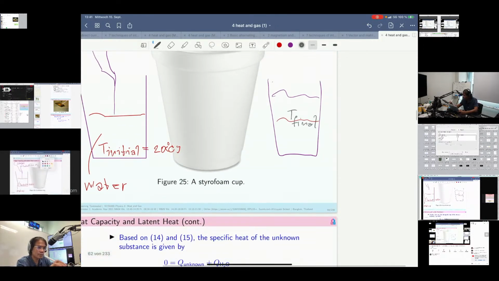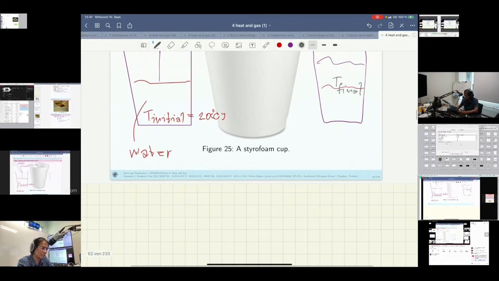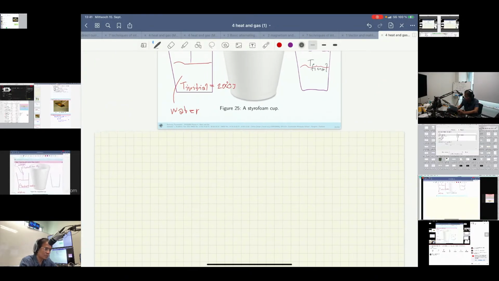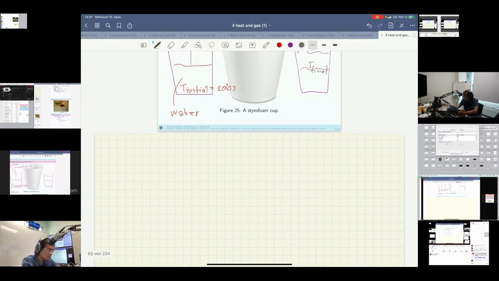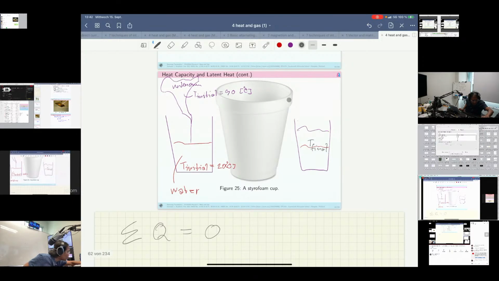So in this case, we have to use the conservation of energy, right? Assume that the whole system, the styrofoam, is a good device to prevent heat dissipation to the environment. We don't have any heat loss or energy loss, so the summation of the heat inside the system is 0. There is no heat loss at all, right?